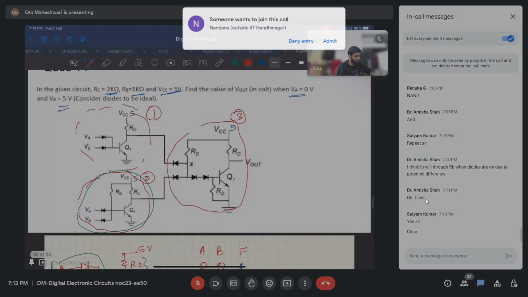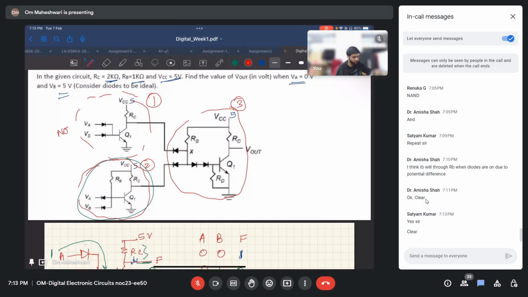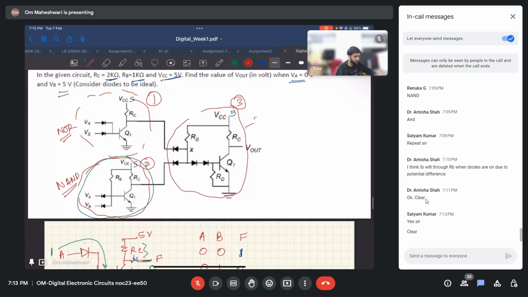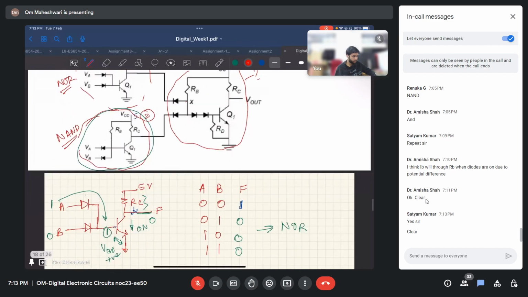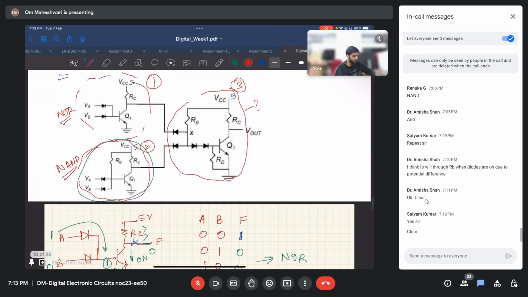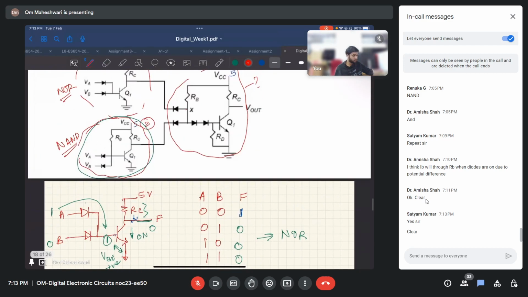So let us look at, so we have found this is NOR, this is NAND. Now let us see what this is. Let us break it into some parts. So let us just see this part first. We'll see the rest later.